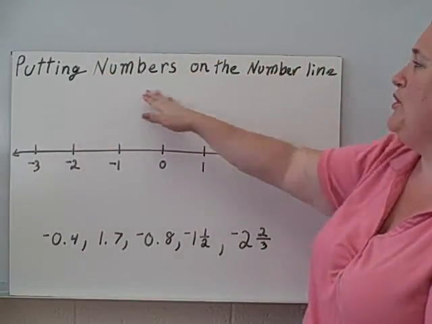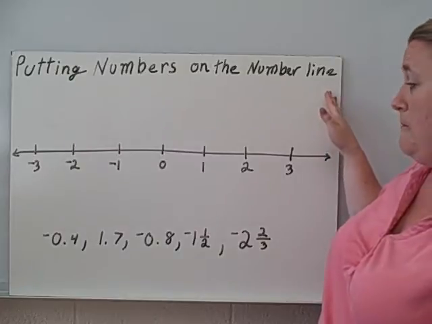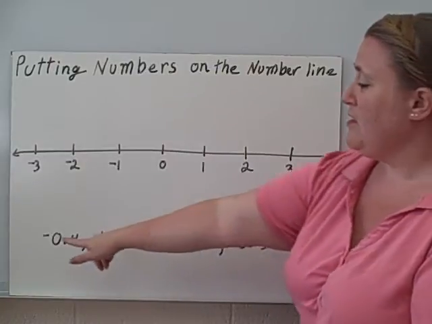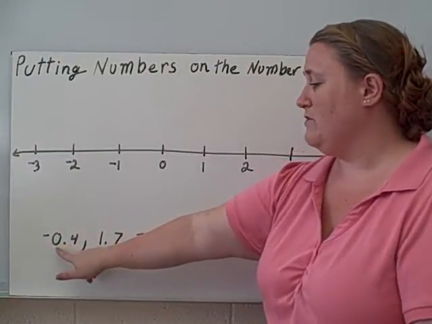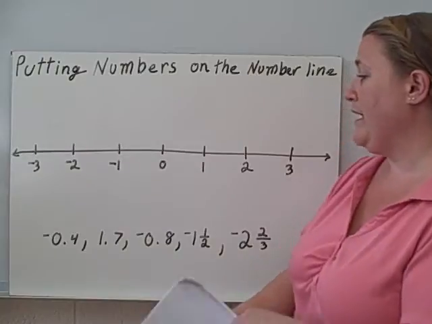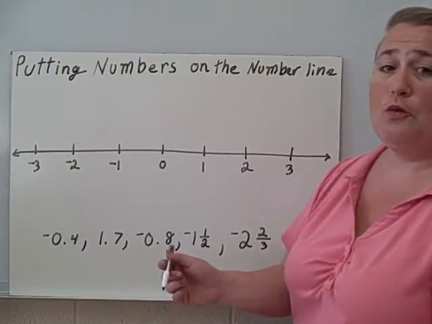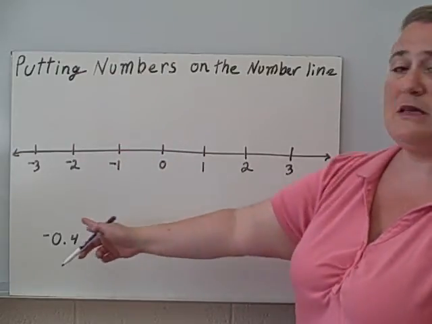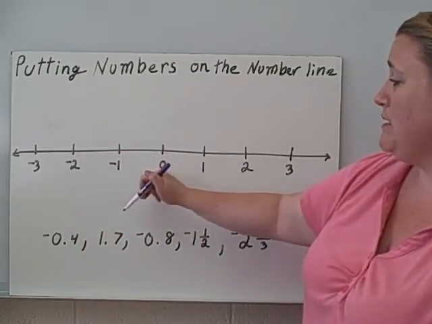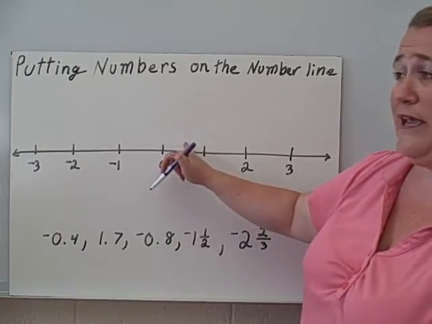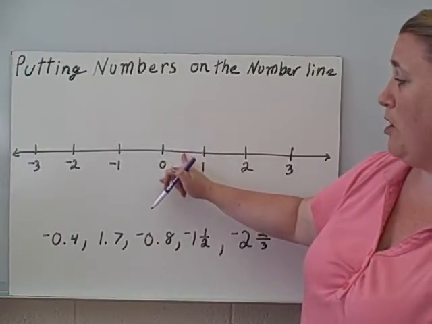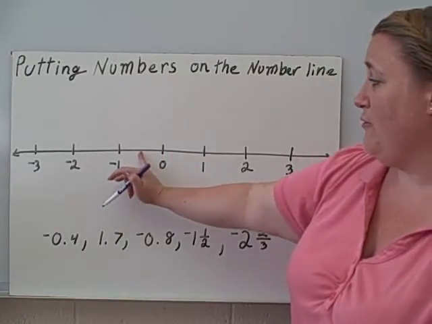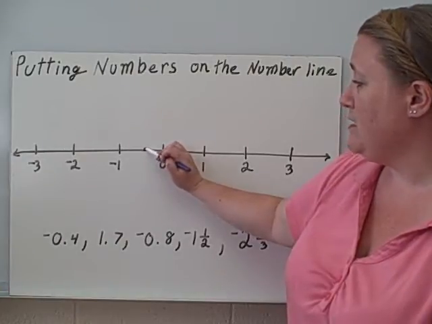So now we're going to work on putting numbers on the number line. All right? So I've got some numbers down here that we're going to put on this number line. The first one we're going to do is -0.4 or -4/10. Well, we always can think about where would it be on the positive side. So if that was +4/10, it would be between 0 and 1 and not quite to the halfway mark. So we're going to do the exact same thing on this side. Here's the halfway mark, and it's not quite there.